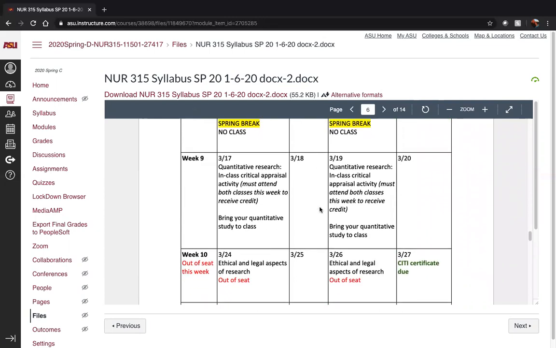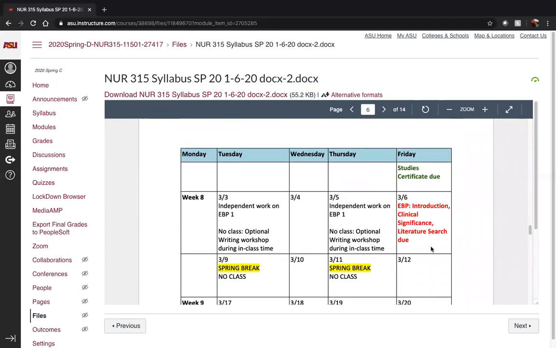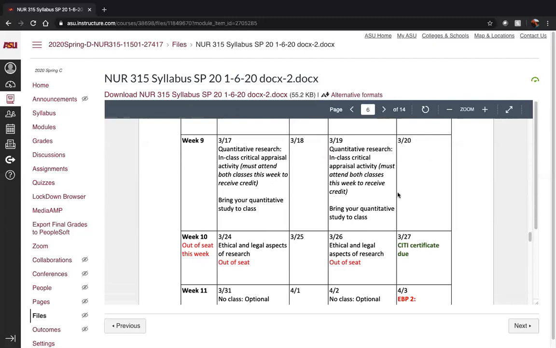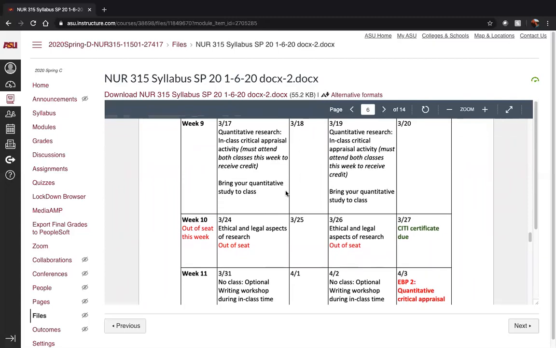And then we come back and we start to look at appraisal of research. So you've written that first paper on what's your topic, what was that PICO question that you created, and what is the significance of your topic. And now we're really going to zoom in on your first article that you found. So in week 9, you'll actually bring that article to class and we'll learn about how to appraise it.